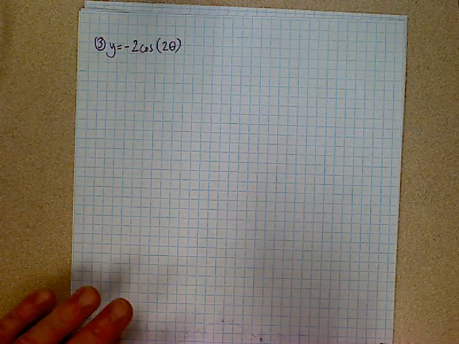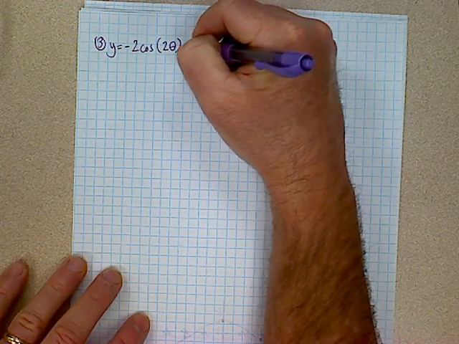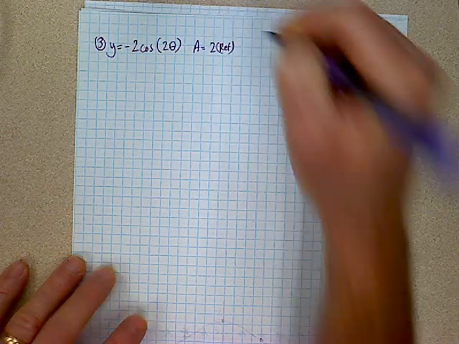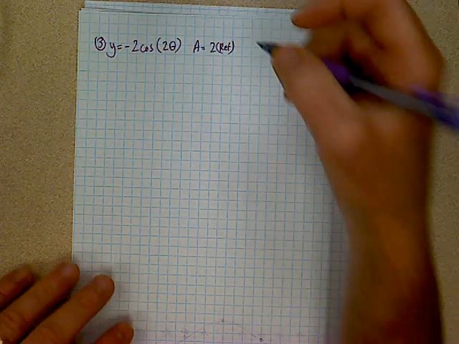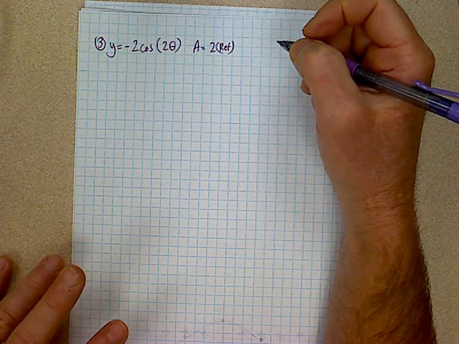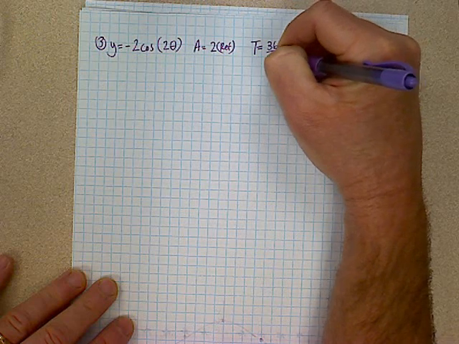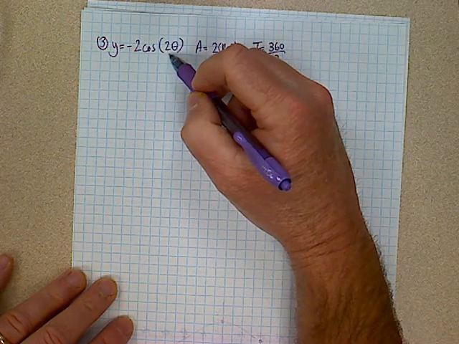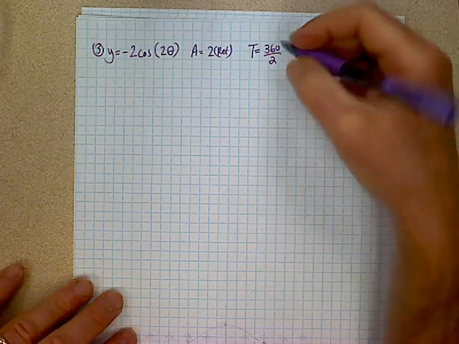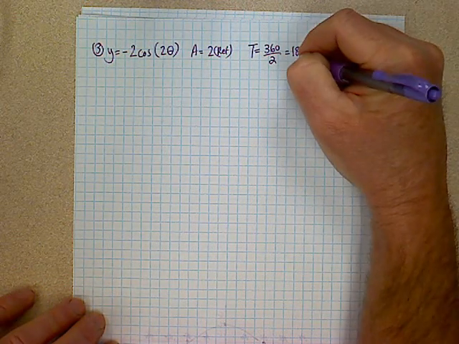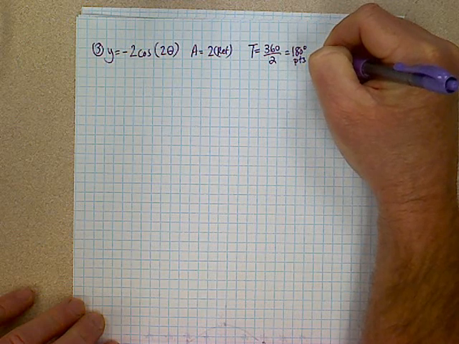All right, so for the amplitude here, it's going to be 2, but we might want to make a note to ourselves that that's going to be reflected. It's going to affect where cosine starts. Your period will be 360 divided by 2, the number in front of theta. Right? So you're going to take 360 divided by 2, and that's 180. That's going to give us points every 45.